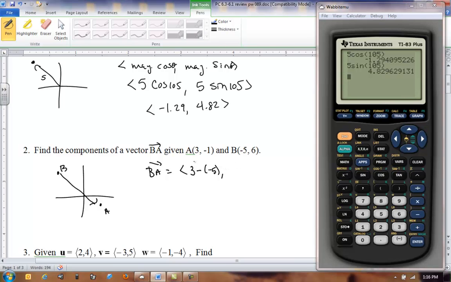Alright, so from B to A, BA, you're going to subtract: 3 minus negative 5, and secondly, negative 1 minus 6. So I end up with 8 in the x direction, down 7, which makes sense. That's where that vector would be if you slid it down.